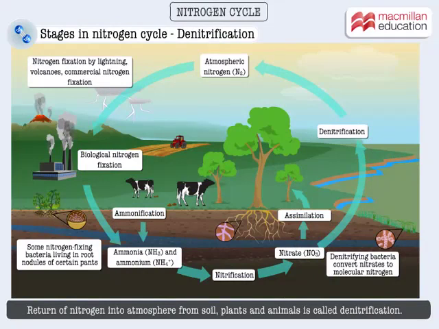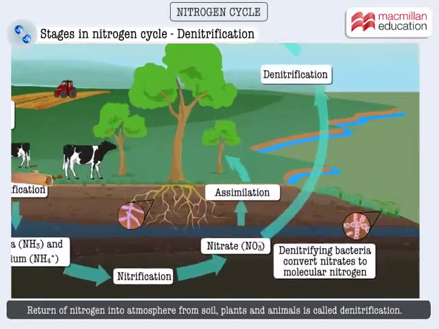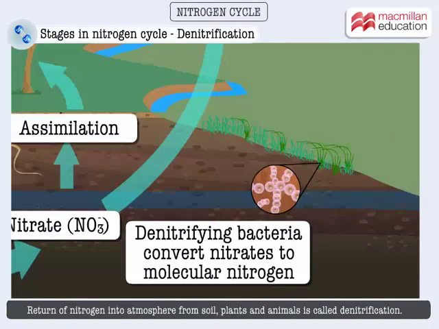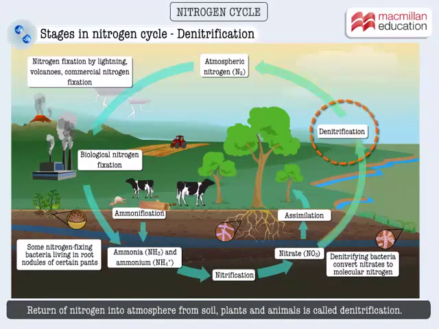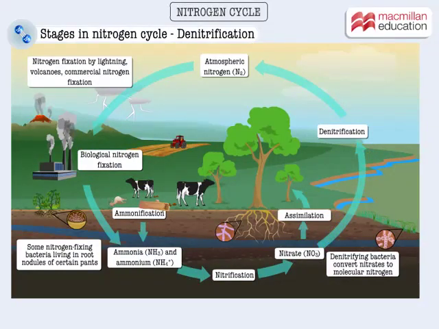Nitrogen compounds in the soil and the dead matter are acted upon by certain bacteria to release free nitrogen back into the atmosphere. These bacteria are referred to as denitrifying bacteria. This process is called denitrification. Thus, atmospheric nitrogen gets recycled in nature. With this, we have come to the end of this module.